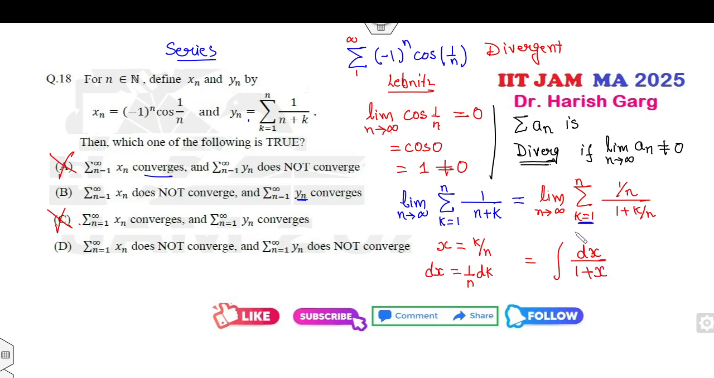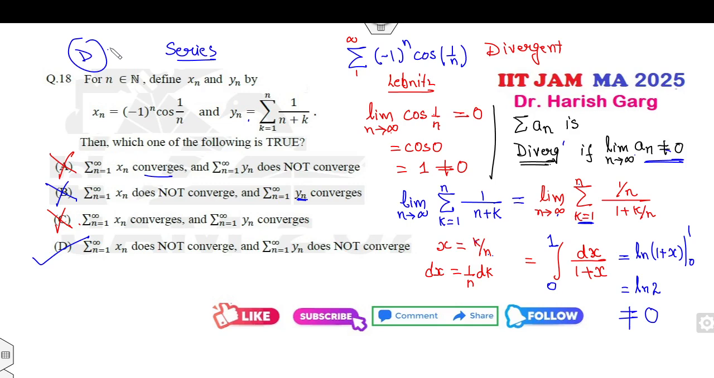What will the limits be? Whenever k is equal to 1, it's 1 over n, as n approaches infinity, it's 0. Whenever k is equal to n, n over n is my 1. So what is the answer? ln of x plus 1 from 0 to 1, that will be ln of 2, which is non-zero. And once the limit is non-zero, the series is divergent. So this option is cancelled. Only option D, which is left behind, is the right answer. Always remember your target is to discard the options.